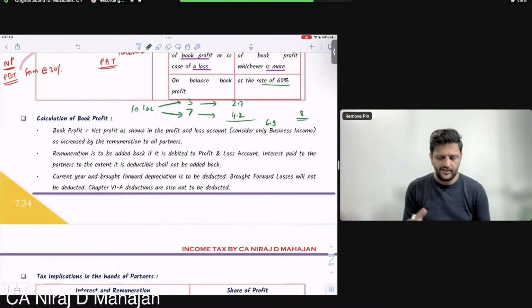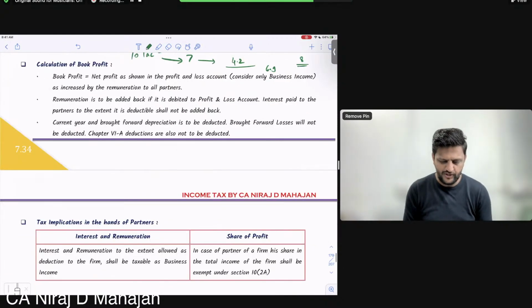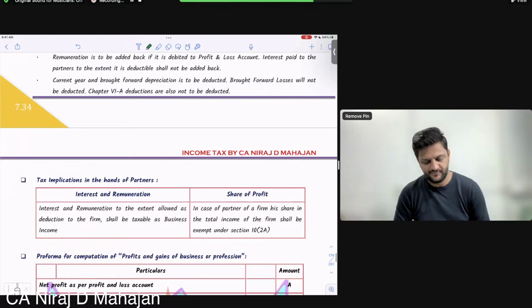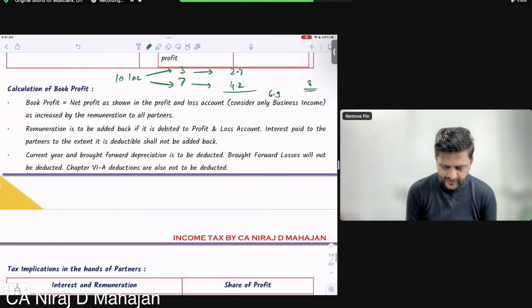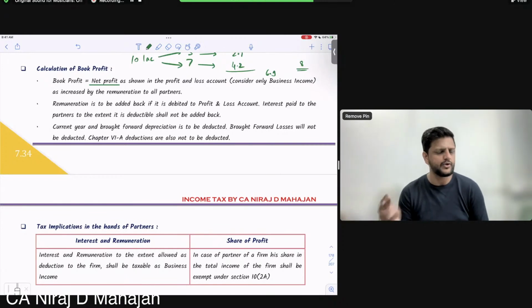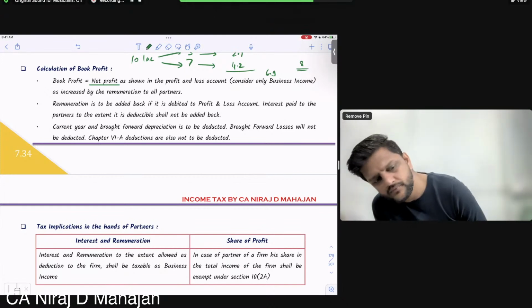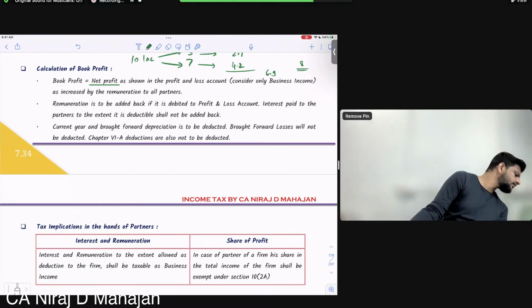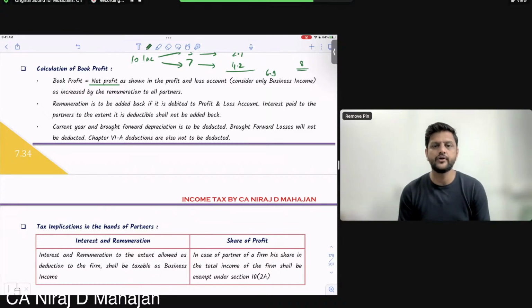Now the main point. How to calculate the book profits. Okay, book profit is what? Please pay attention now. Net profit as shown in PNL, no doubt about it. Consider only business income, no other income. The firm can have other incomes also, like income from other sources and capital gains. So we are looking only at business income.